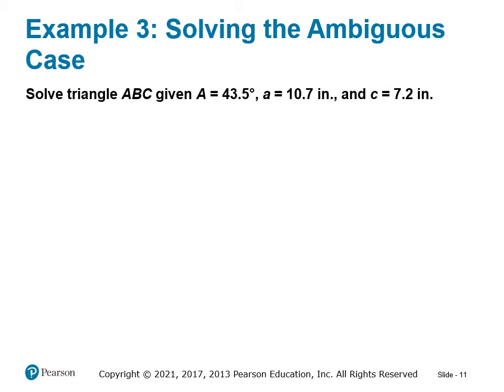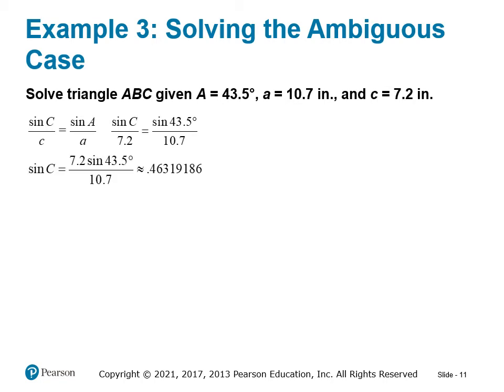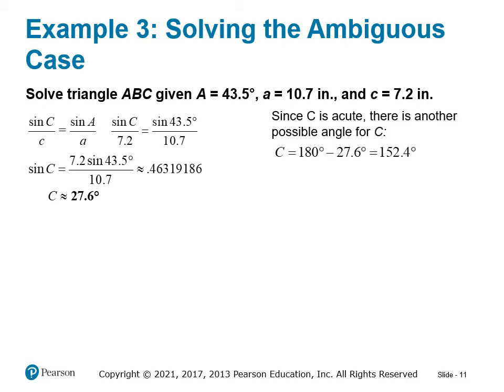Here we have angle A is 43.5, side A is 10.7, and side C is 7.2 inches. All right? So again, we want to find angle C. So we're going to use the law of sines. Again, we put the angular measure, the trig function, on top because we're trying to find out what the angle C equals. And so we get the sine of C equals 0.46. That is between 0 and 1, so that should give us an angle. And we can find that by using the arc sine or inverse sine of this number, and we get the angle C equals 27.6 degrees.